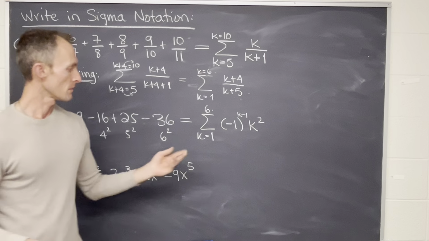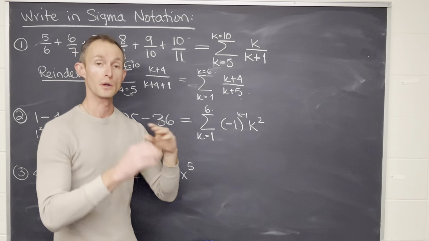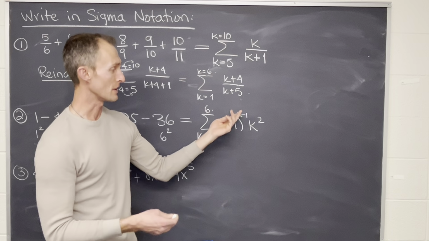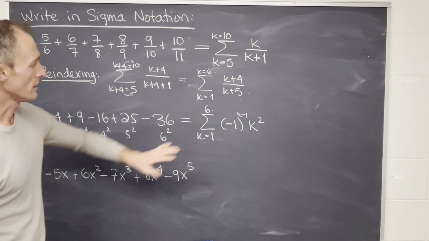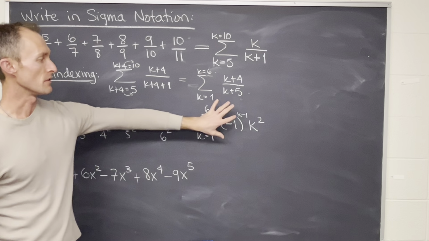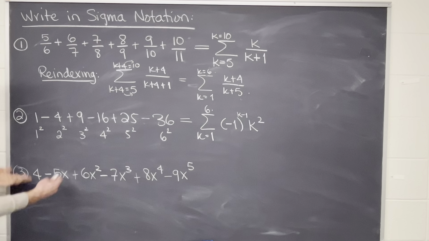That would work. Because if k is equal to 1, I get 1 minus 1 is 0. -1 to the 0 is +1. I could also put k plus 1. Doesn't matter. Still going to give me the same thing. But that would be a version of sigma notation for this particular sum. Okay? Now let's look at this next one.